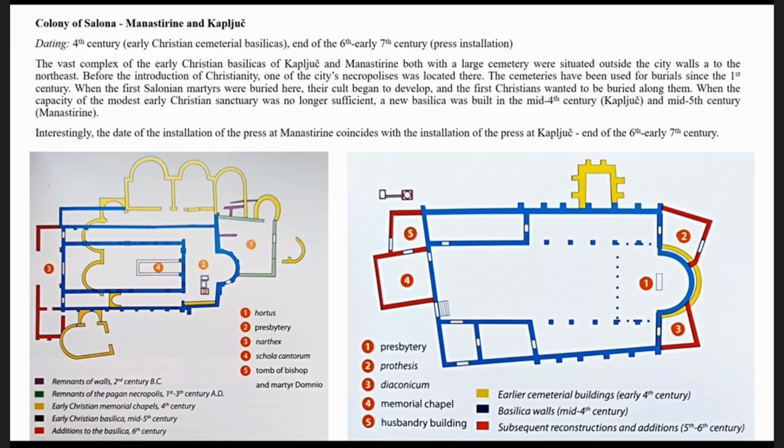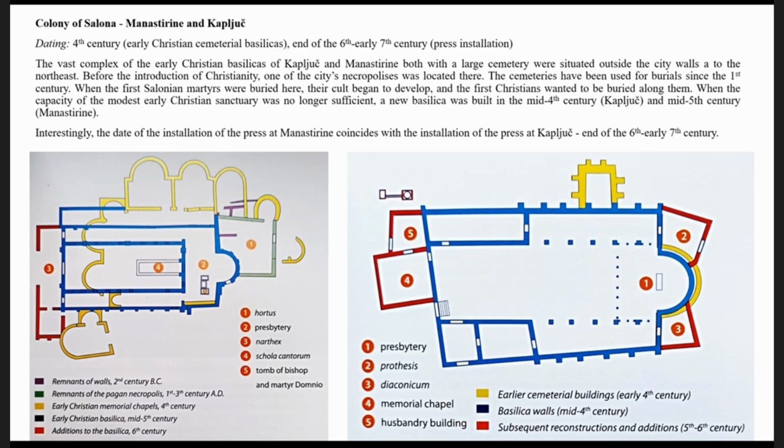In Salona we also have two large cemeterial basilicas. One is at Manastirine, one at Kapljuc. They were constructed in the same time period during the 4th century on the place where the early Christian martyrs were buried. You can see on the ground plan it's very complicated, multi-layered structures. It was constructed, reconstructed, and destroyed multiple times.